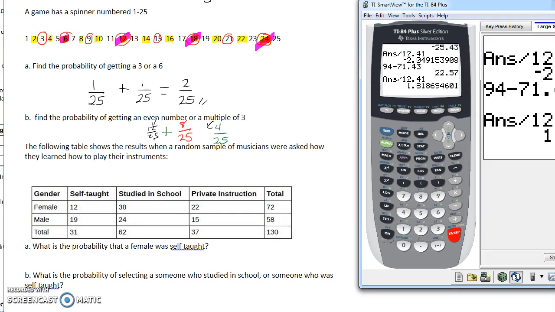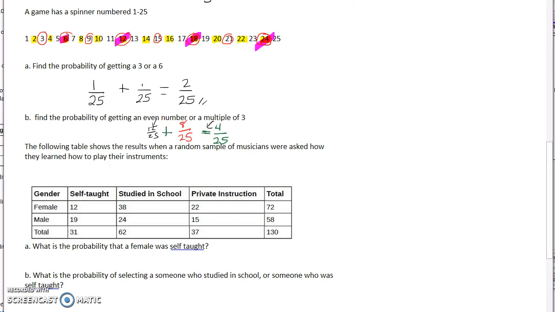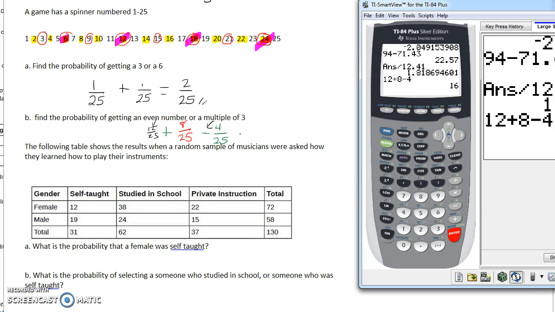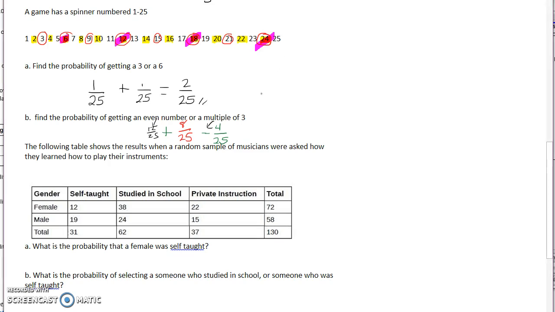So one nice thing about these is the denominator remains the same throughout these, and one thing hopefully you know about fractions is if the bottom's the same, you can just combine those top numbers. So I don't know why this minus sign is not showing up, but it's going to be 12 plus 8 minus 4 gives us 16. So the probability of getting an even number or a multiple of 3 is 16 out of 25.